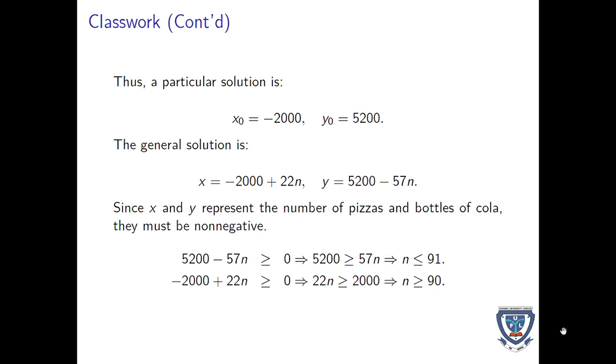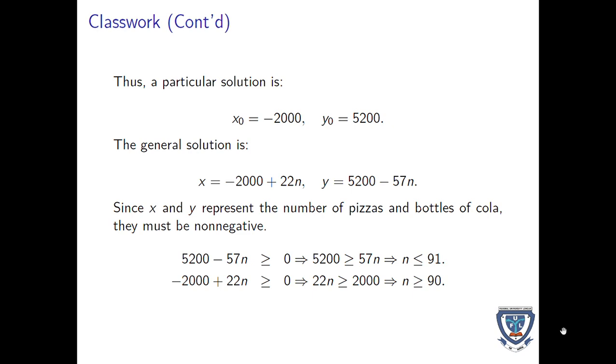Therefore, the general solution, according to the theorem, is that x is equal to minus 2000 plus 22n and y is equal to 5200 minus 57n.